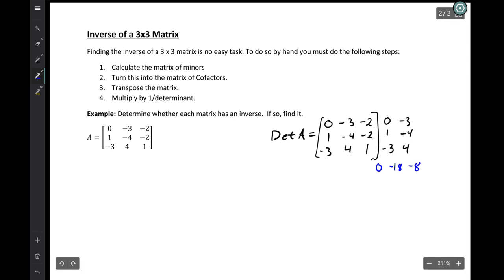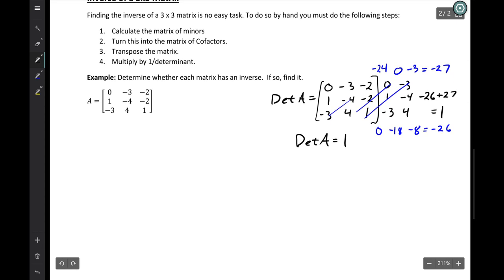So then you go upwards like this, and you get -24. And up this way, you end up with 0. This way, you get -3. Add those together, you get -27. Add these together, you get -26. And then I do -26 plus 27, because it's really minus, and this is equal to 1. So the determinant of A is equal to 1. Alright, so that's going to make it really easy when we go to divide. It's almost like it was intentional.